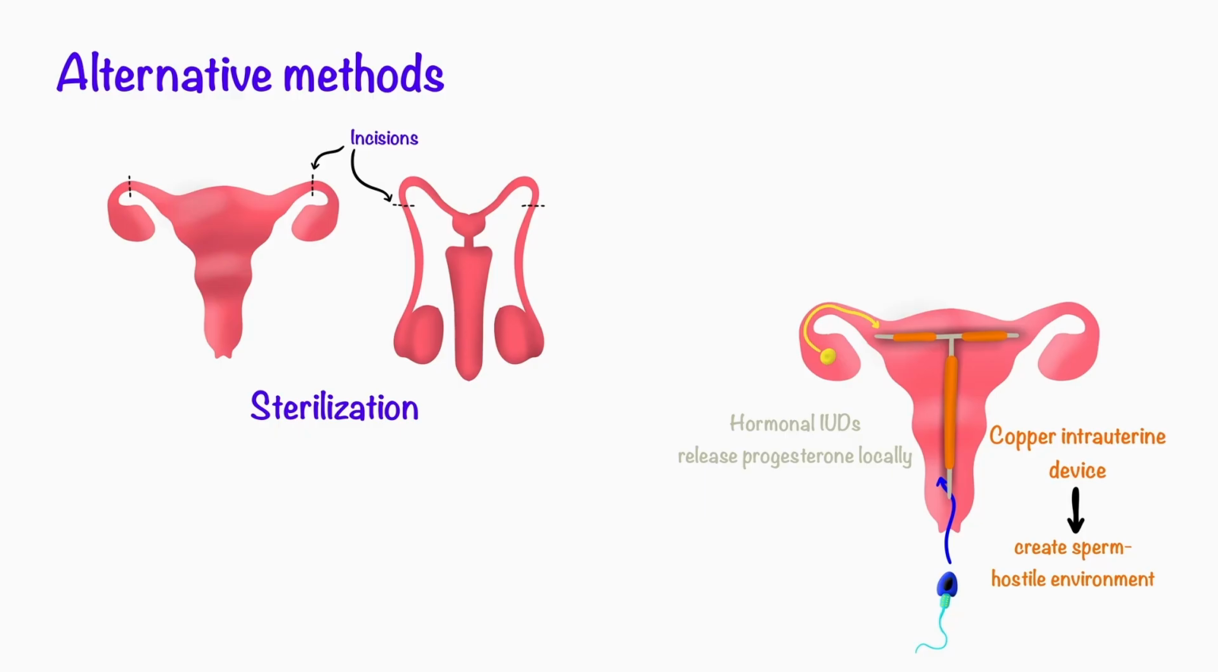Sterilization involves cutting or tying the fallopian tubes in females or the sperm duct in males. This is a permanent procedure with a very small chance that the tubes can rejoin.